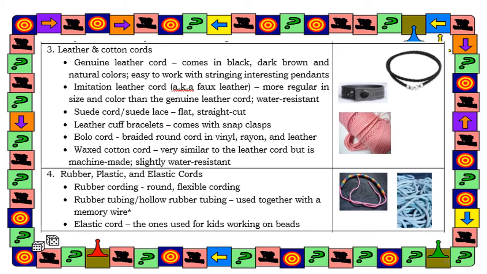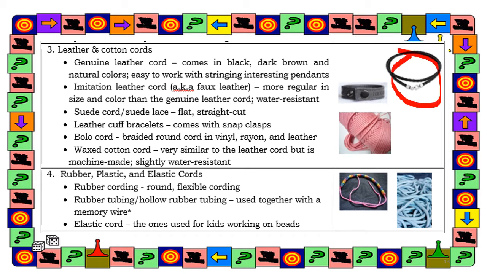We also have the leather and the cotton cords. First, under the leather and cotton cords are the genuine leather cord, which comes in black, dark brown, and natural colors. They are easy to work with, stringing interesting pendants. So the one here on the upper right hand corner is the genuine leather cord.